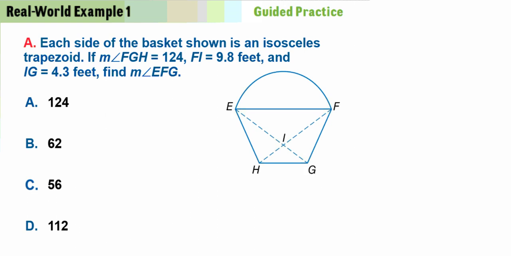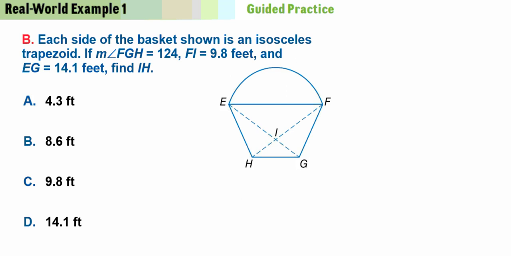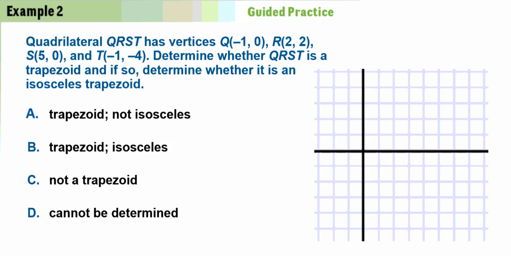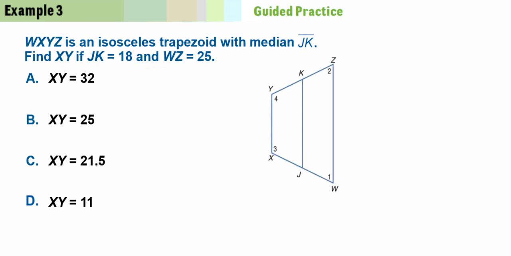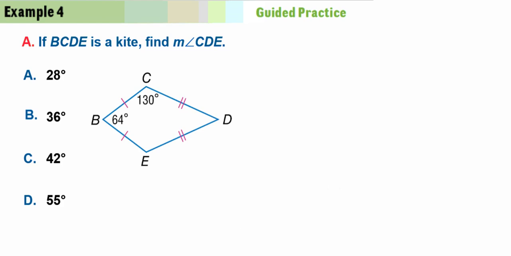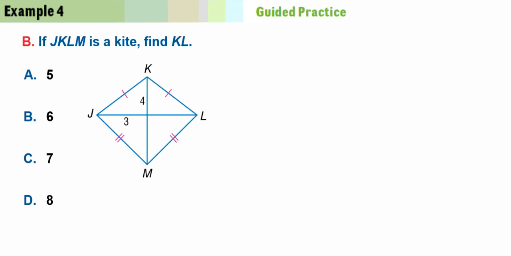So here's 1A. Pause this if you need to. Moving on, here's 1B. Moving on, here's number 2. You need to graph that and show that it's a trapezoid using slope, and then decide if it's an isosceles trapezoid using the distance formula. Moving on, here's number 3. Moving on, here's number 4A. Moving on, here's number 4B.